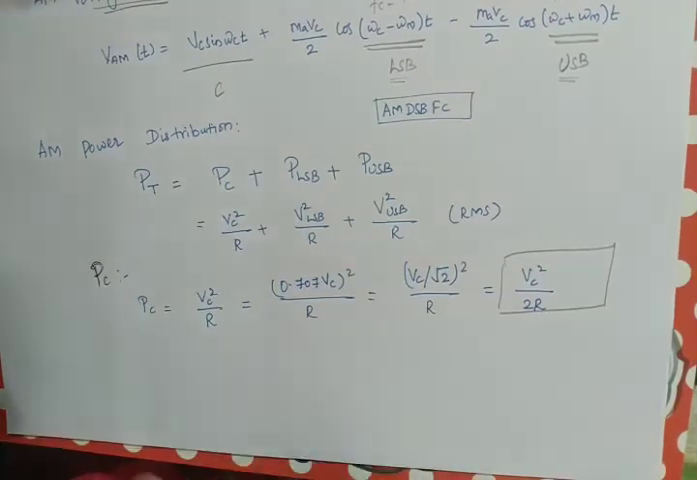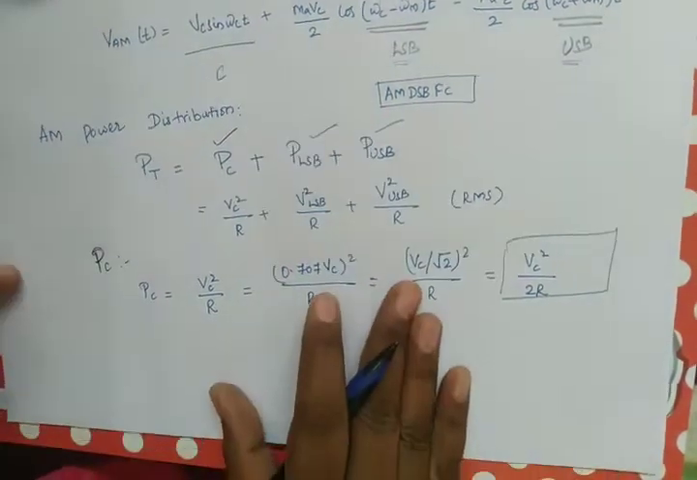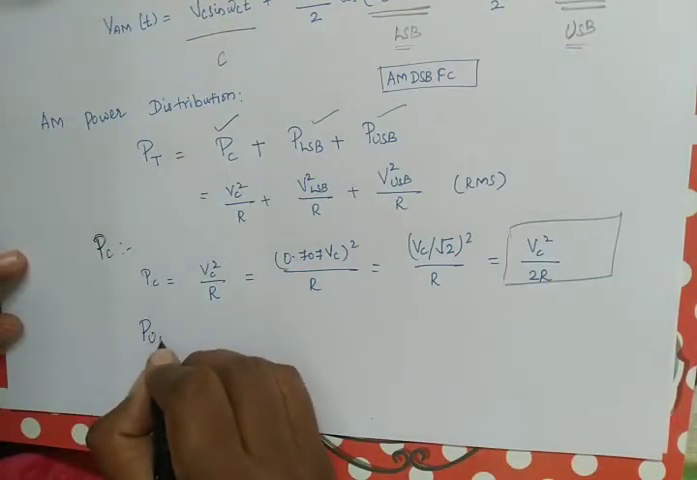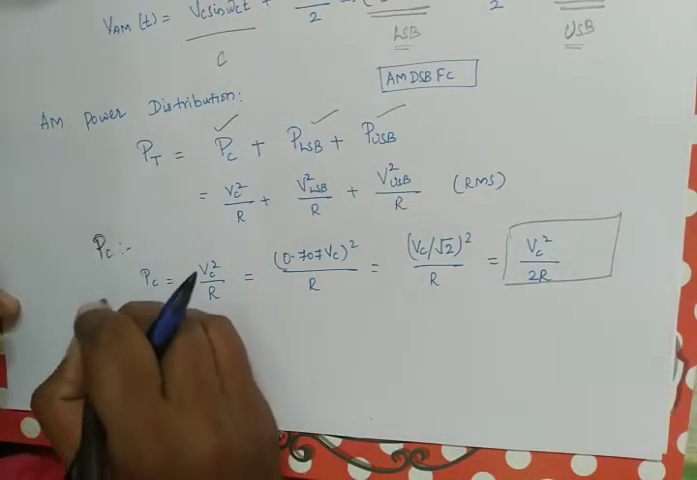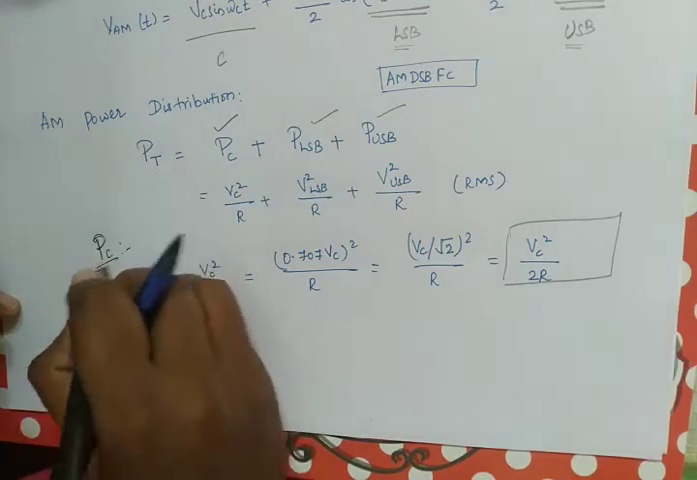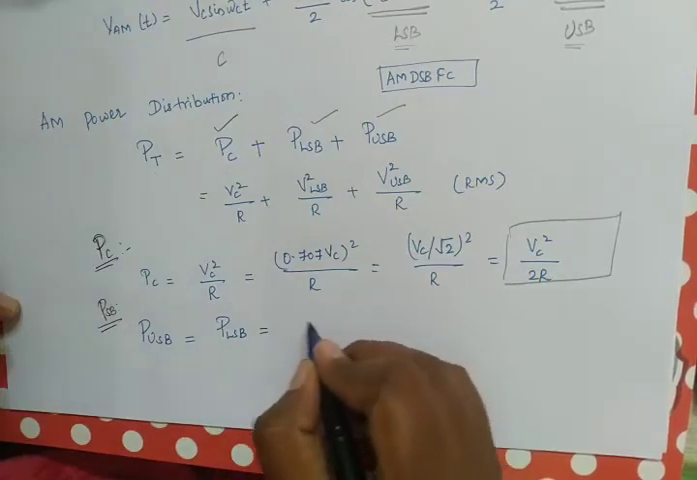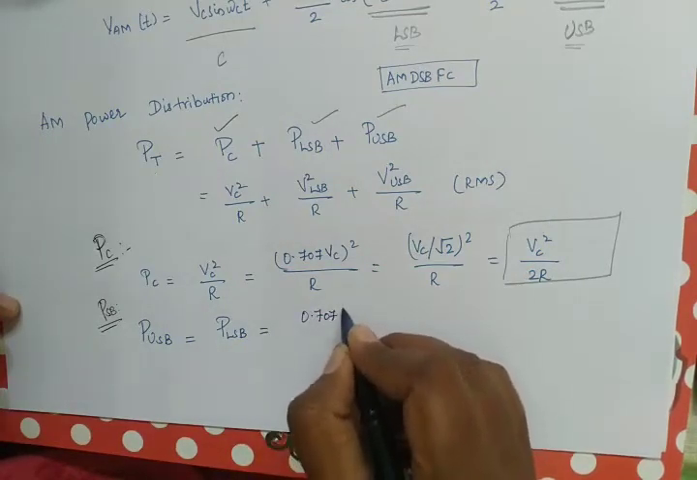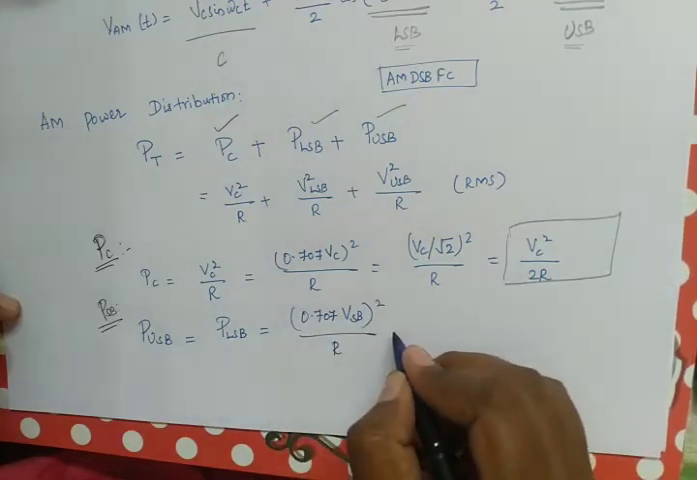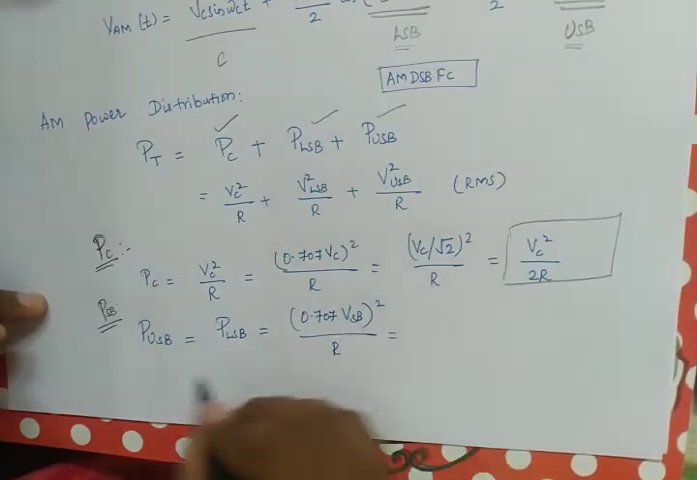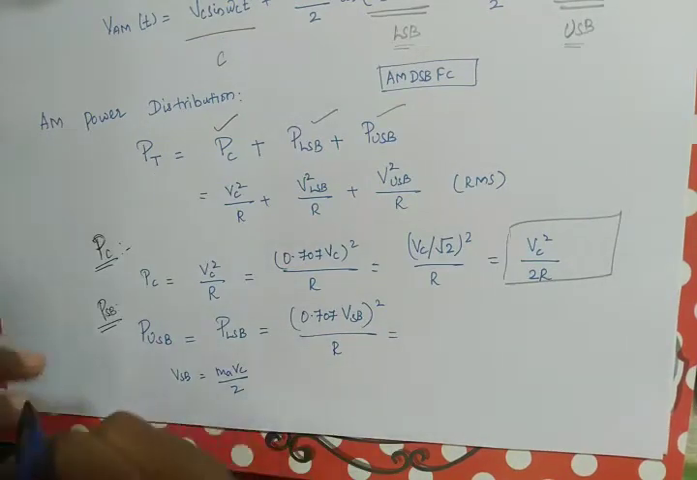Now what do we have to find? We have found the carrier power. Now we have to find the upper sideband and lower sideband powers. So now what we are finding is the sideband power, P_SB. Sideband means upper sideband and lower sideband. So it will be equal to P_SB, which is equal to (0.707 V_SB) the whole squared divided by R. But we know that V_SB is equal to m_a V_C by 2. We already wrote this in the spectrum diagram.